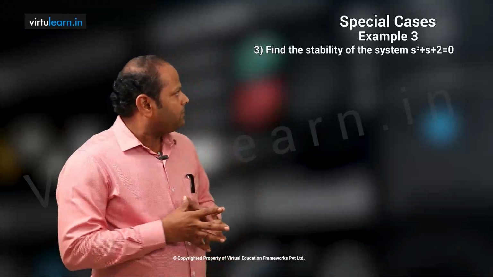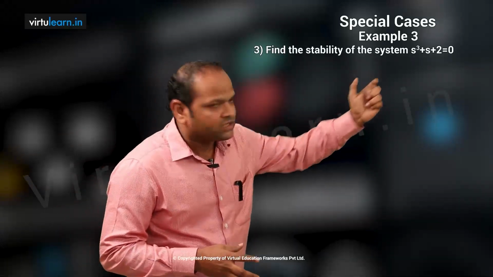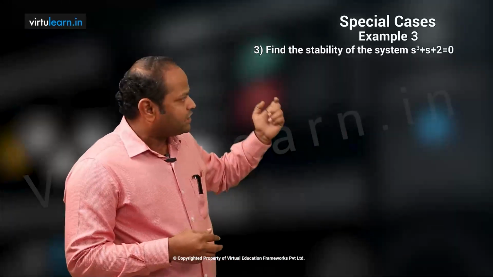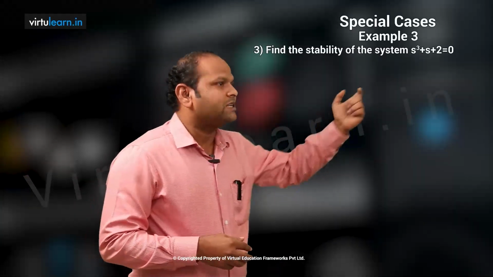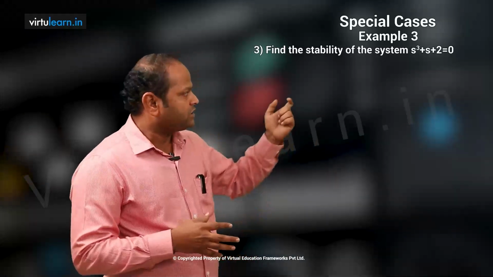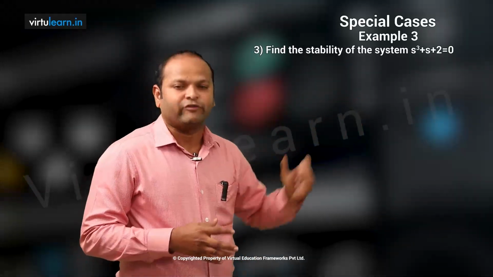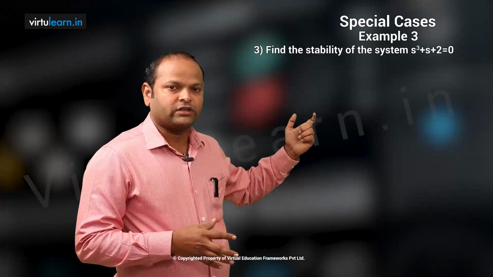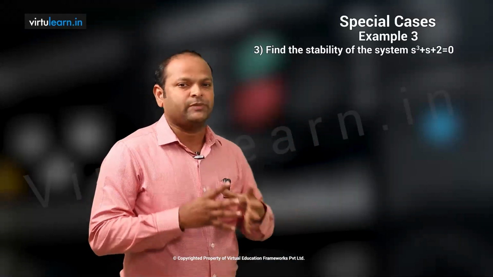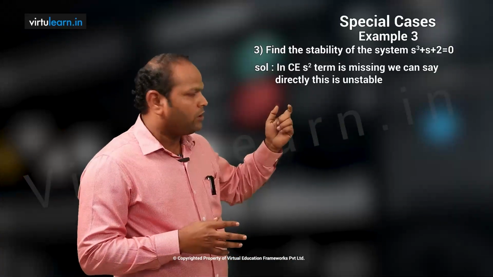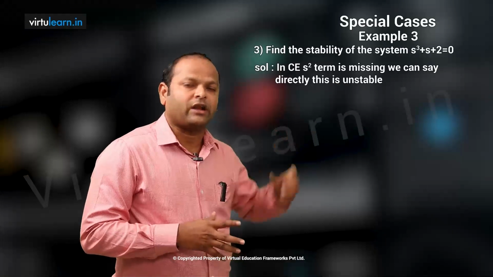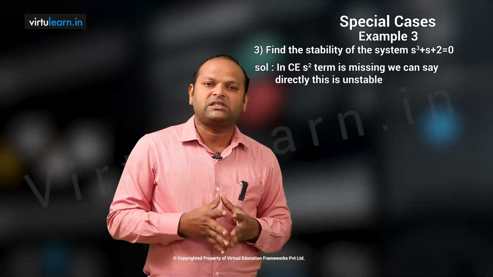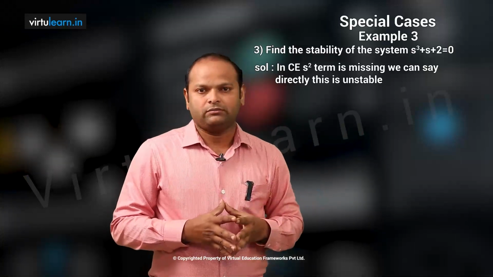So in this example, find the stability of the system whose characteristic equation is given by s square plus s plus 2 is equal to 0. When you look at this characteristic equation, there is one term which is missing. I have s cube, s and s power 0, the s square term is missing, which means directly we can say that particular system is unstable.